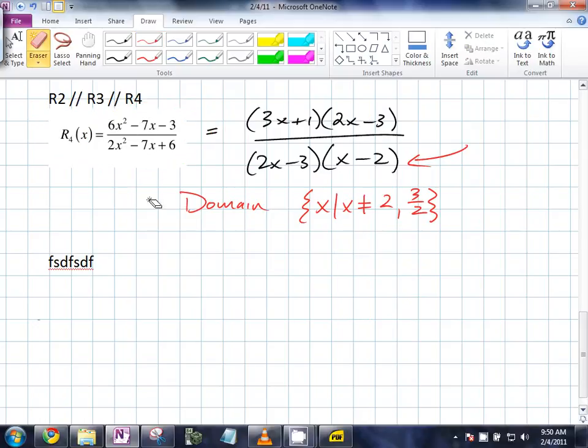What's the y-intercept of this? What's the y-intercept? When x is 0, what's y? Can someone raise their hand and tell me what it is? Nope, close. Negative 1/2. Yep.